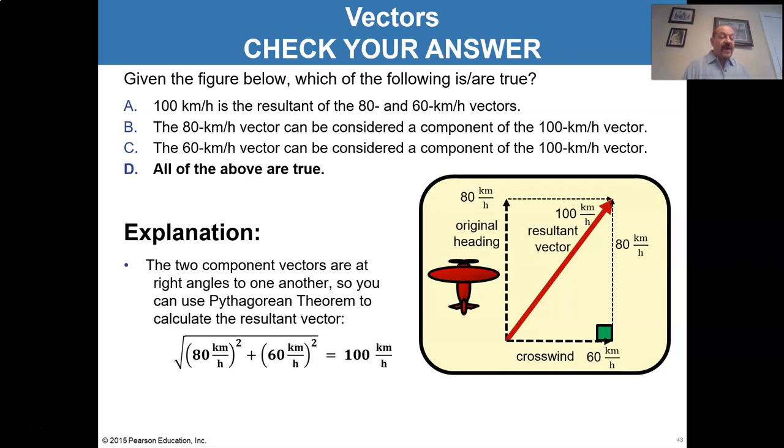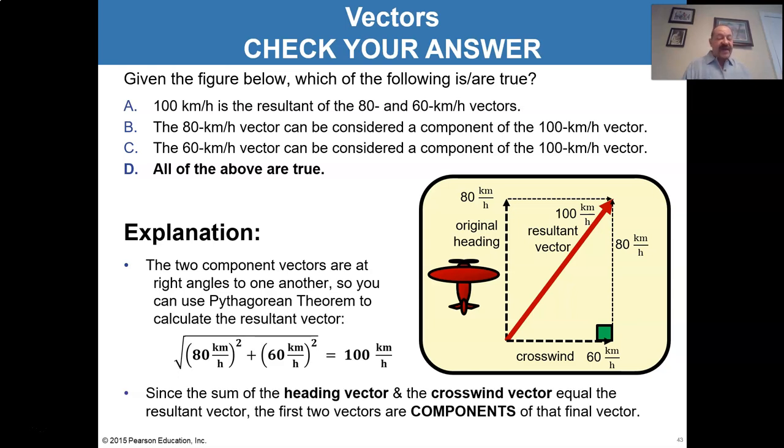If we create our rectangle, we create our diagonal to make a right triangle, we can quickly use Pythagorean theorem. The square root of the sum of the two side squares is the amount of the diagonal, the hypotenuse. So the square root of the sum of the squares of the legs of the right triangle, what we call the legs of the right triangle. The legs would be the 80 kilometer per hour vector and the 60 kilometer per hour vector, and we get 100 kilometers per hour. And use your calculator to prove to yourself that this is true.